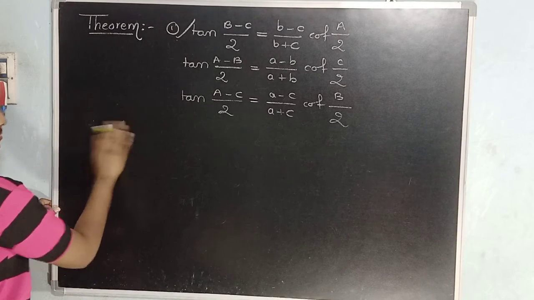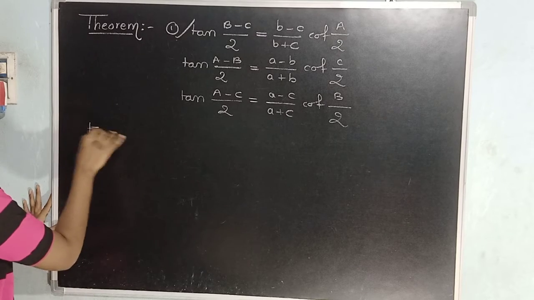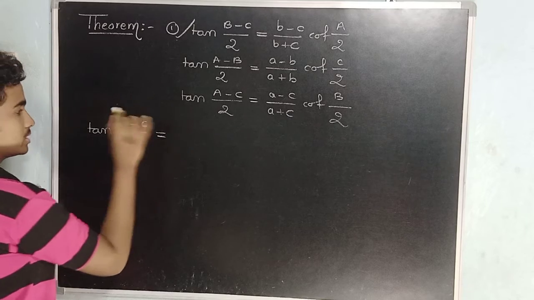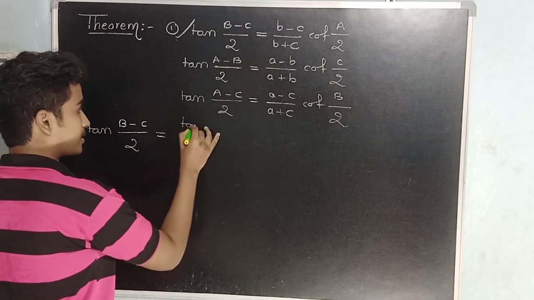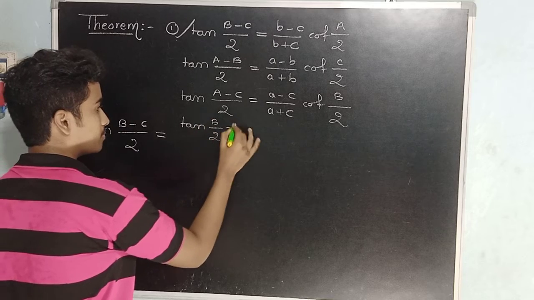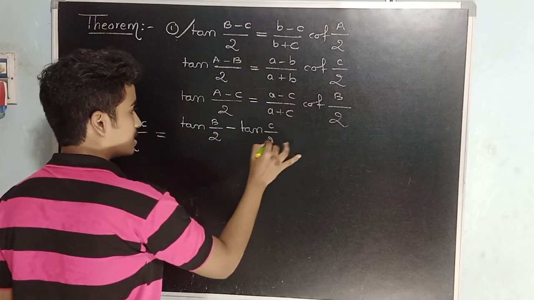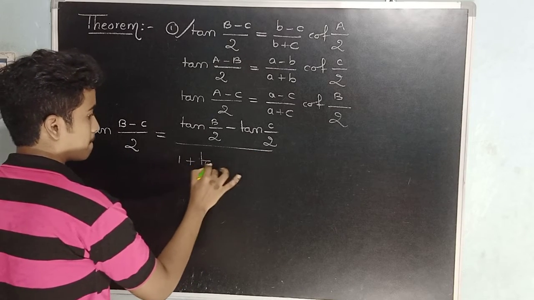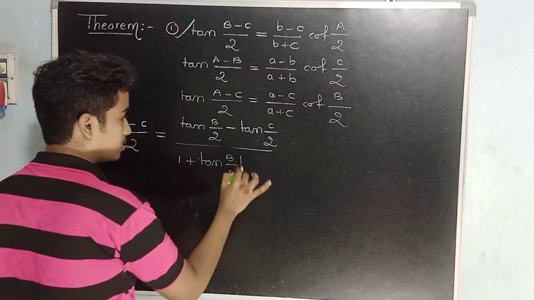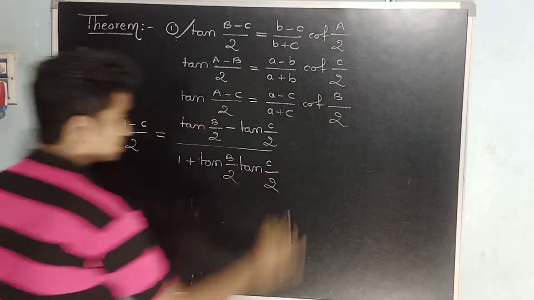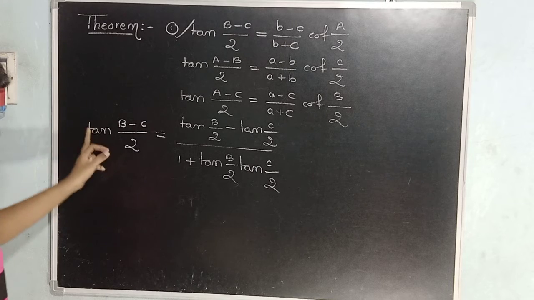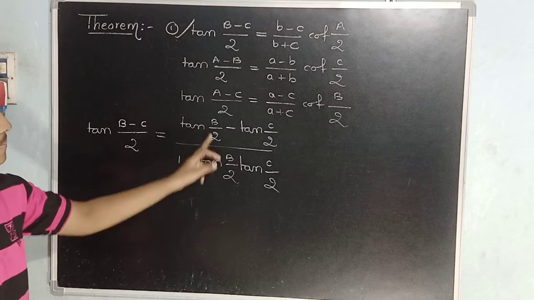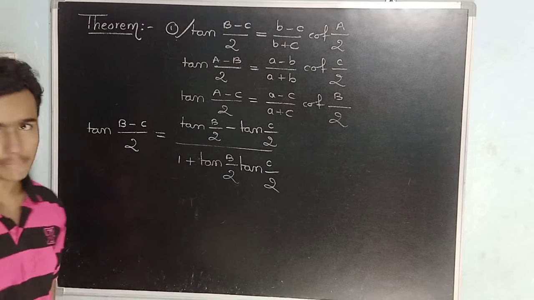Tan of (b minus c) by 2 is nothing but tan b by 2 minus tan c by 2, by 1 plus tan b by 2 tan c by 2. Okay. Tan of (b minus c) by 2, that is b by 2 minus c by 2. Using the tan (a minus b) formula: tan b by 2 minus tan c by 2 by 1 plus tan b by 2 tan c by 2.